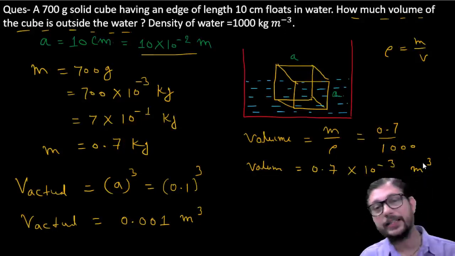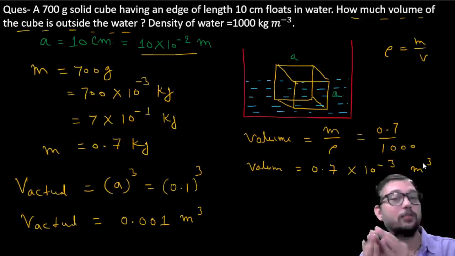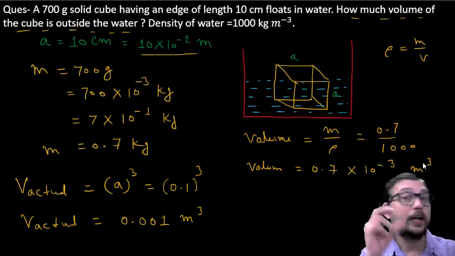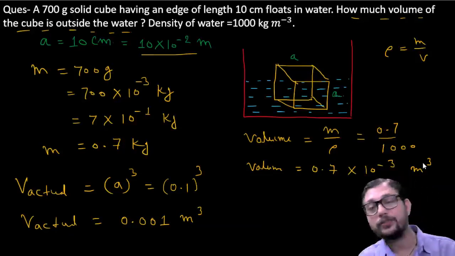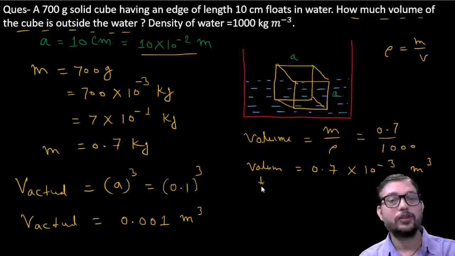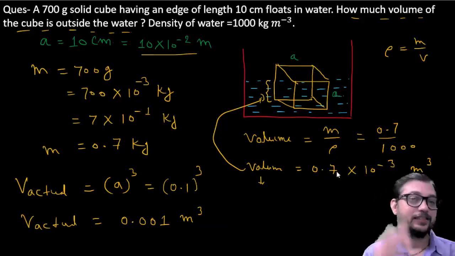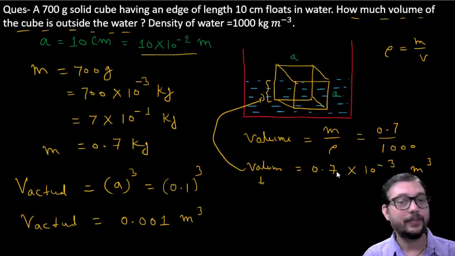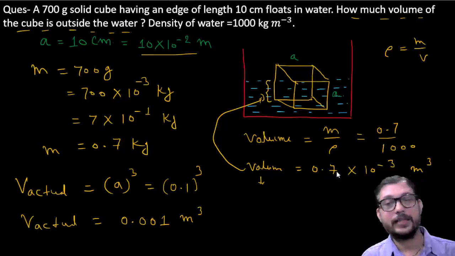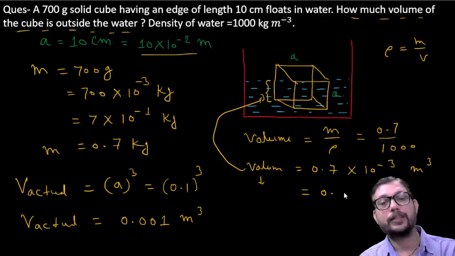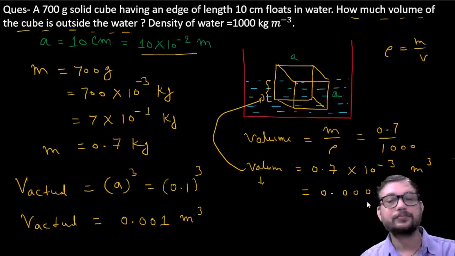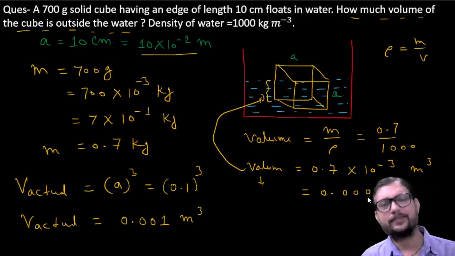And according to Archimedes, whatever the volume of the displaced water, that must be the volume of the body, or the part of the body, which is immersed in that particular fluid. It means this is the volume of the body which is inside only. So the actual volume we have, and the volume which is the part of that thing can be written as 0.7 into 10 to the power minus 3. I hope that up to here each and everything is clear now.